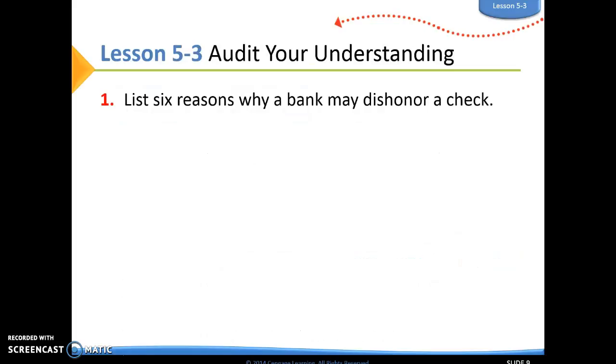All right, go ahead. It says audit your understanding. Number 1, list 6 reasons why a bank may dishonor a check. So we talked about 1 in this slide. So go ahead and look in your book and see if you can find the other 5 reasons.